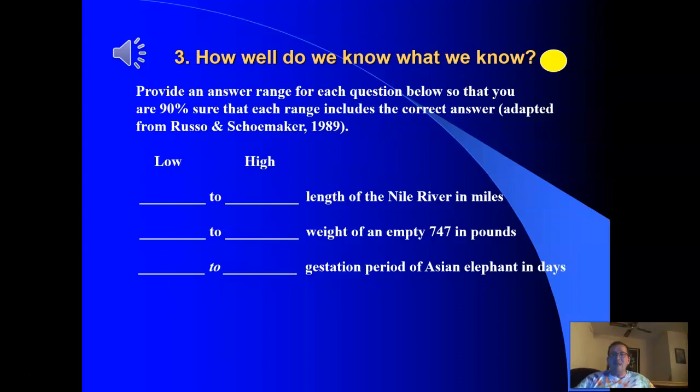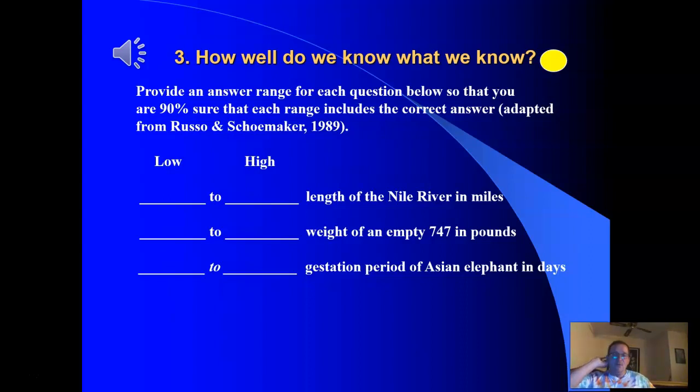So I would like you to make a guess. Now, if you work at the zoo or you have a degree in comparative biology, you might know, but most of you probably don't know. What is the gestation period, the pregnancy window of an Asian elephant in days? And I want you to give your answer so that you are 90% sure that you've included the correct answer.